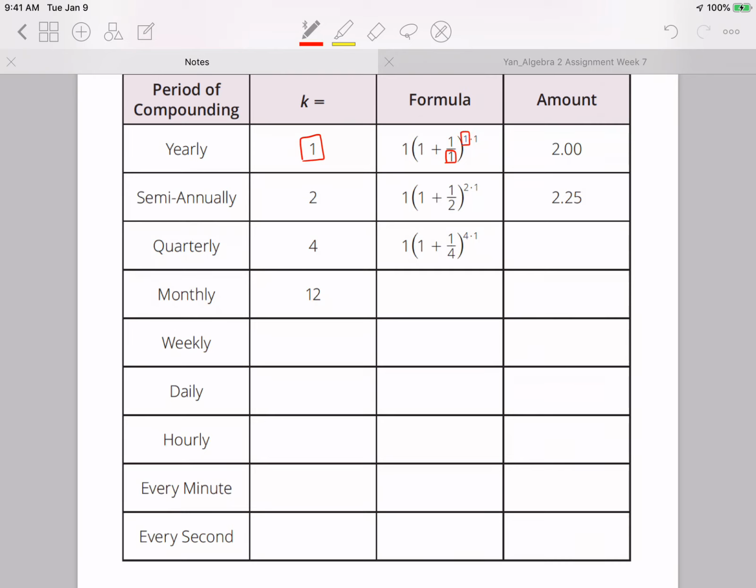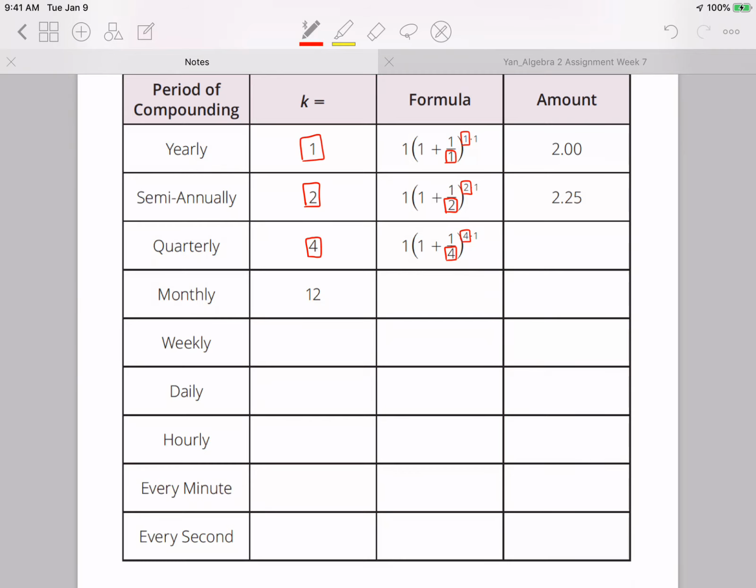Then semi-annually, that means it happens 2 times a year, kind of like our school year, it's in 2 semesters. Semi, it's a 2. So that's why it's down here and up here. If you remember, the K happens twice. Quarterly, there's 4 quarters in a dollar, so we got 4 and 4 here.